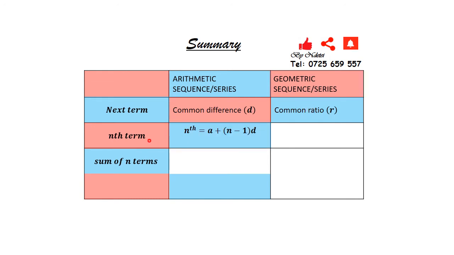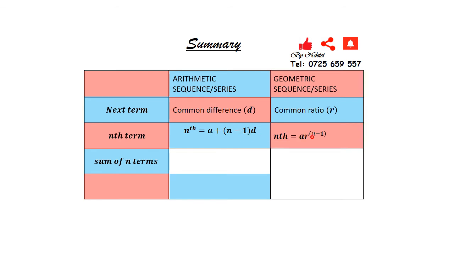Notice also that in the case of an arithmetic sequence, the nth term is normally given by a plus, in brackets, n minus 1, multiplied by d, where a is the first term, n is the number of terms, and d is what we just looked at earlier, the common difference.